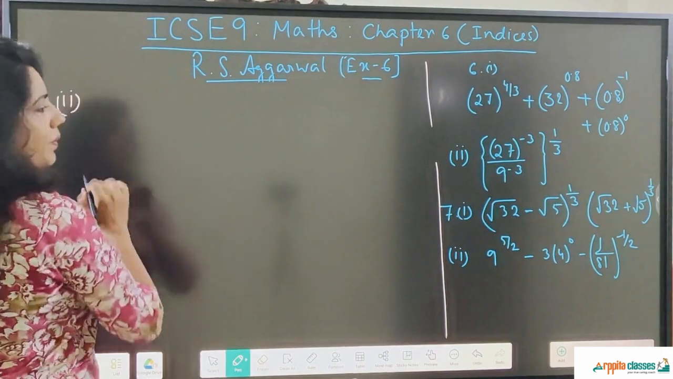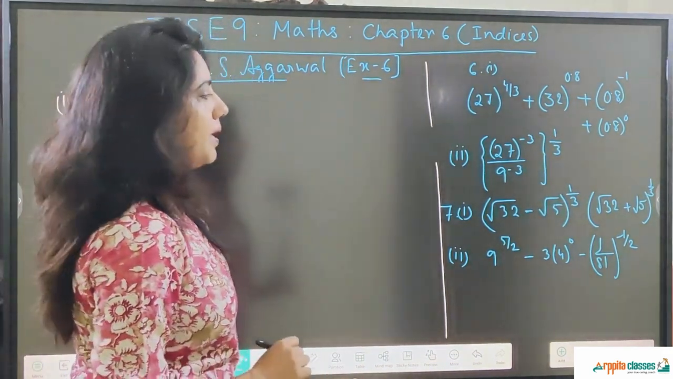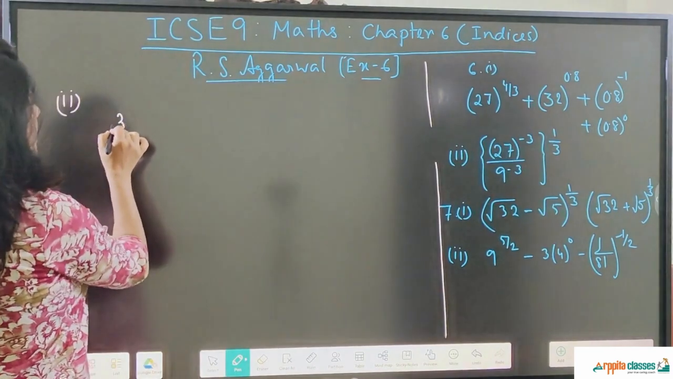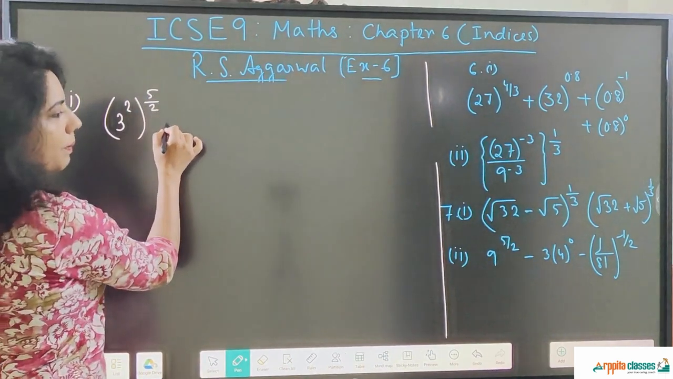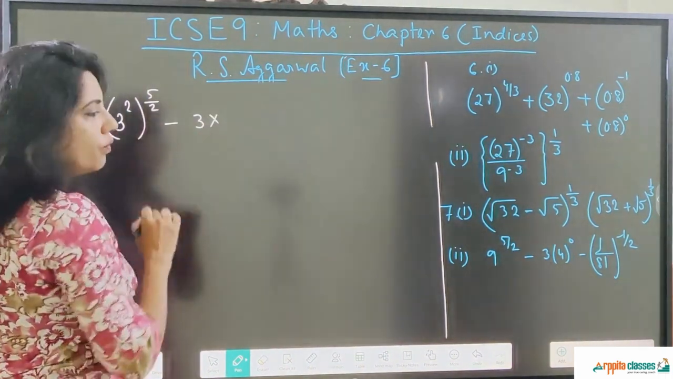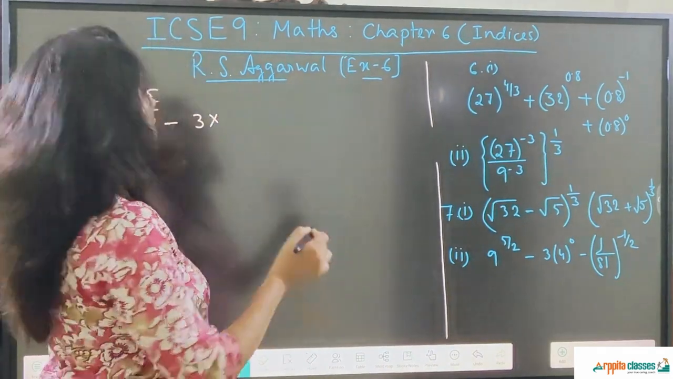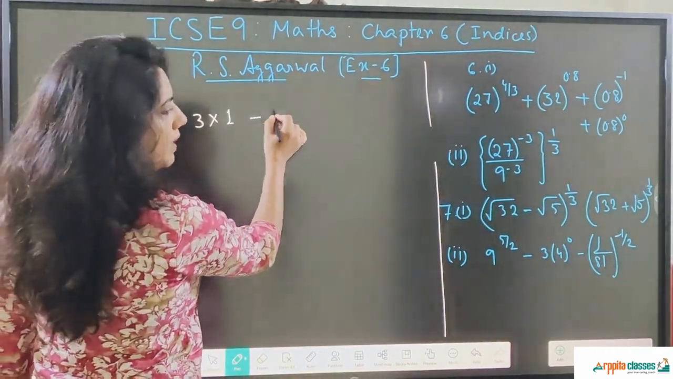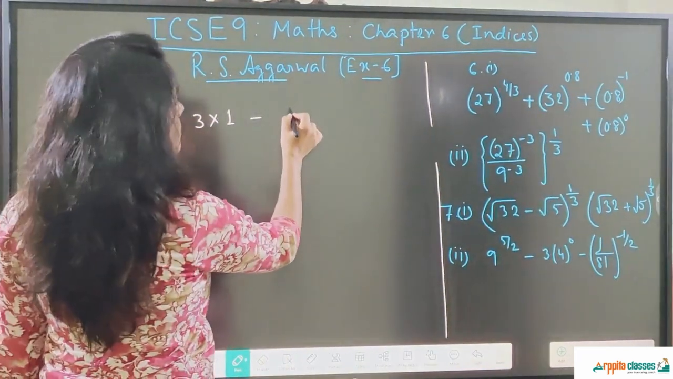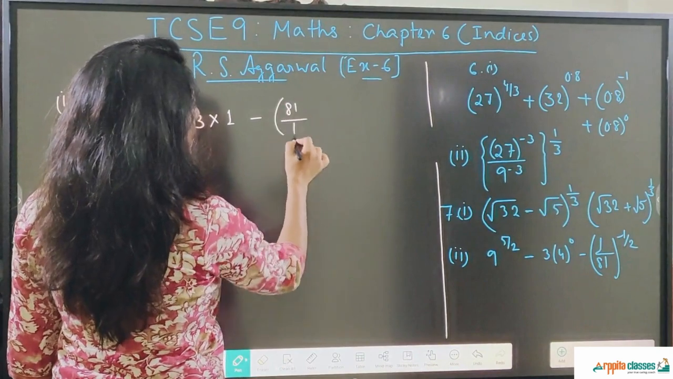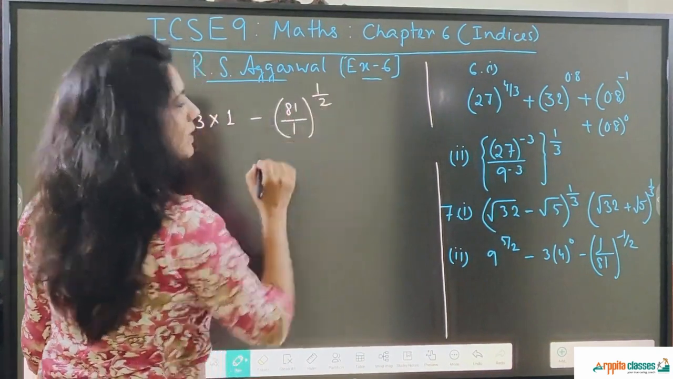The second question: 9 to the power 5 by 2. So 9 can be written as 3 square. This to the power 5 by 2 minus 3 into 4 to the power 0. Anything to the power 0 is 1, so I'll put 1 here, minus (1 by 81) to the power minus half. So I'll make it positive, so I'll write 81 upon 1, that to the power half is there.